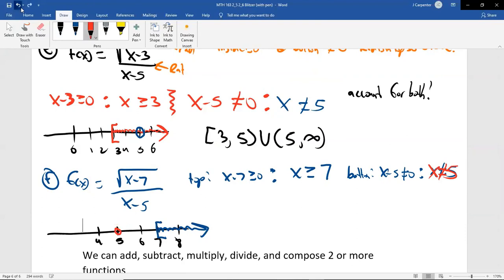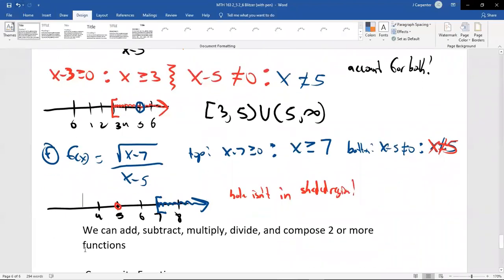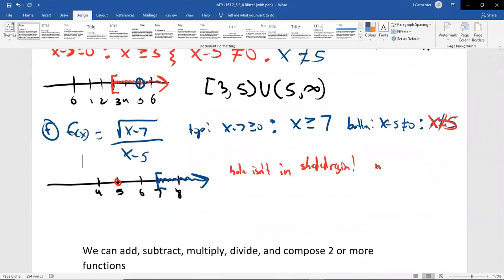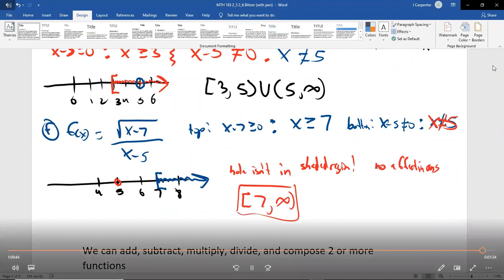But notice the hole isn't in the shaded region. So when you write your answer in interval notation, you don't even have to account for it. So there's no effect in the answer. It's just going to be 7 to infinity. That's our answer for that one. Versus the last one where we had to skip over the hole because the hole was inside of that window.